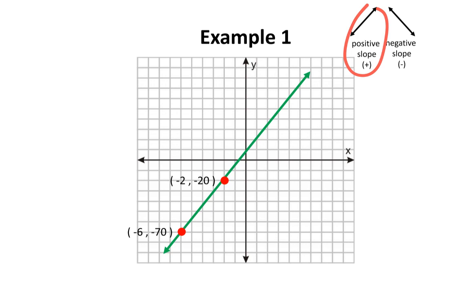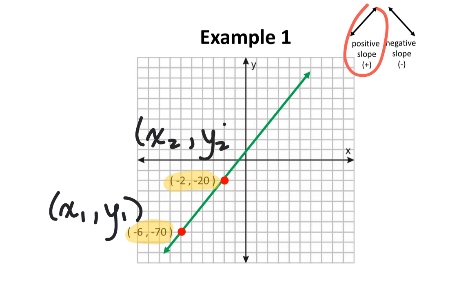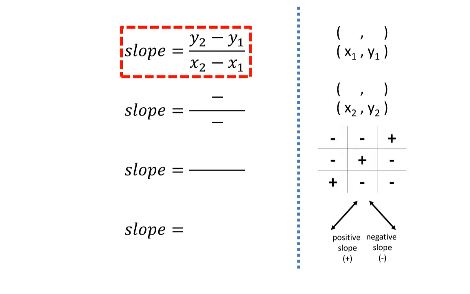Next, I'm going to find the slope of the green line without drawing a right triangle underneath it. And I can do that since I have the coordinates or address of 2 points on this line. I'm going to call this point 1, which means it's going to be called x1, y1. And I'm going to call this other point the second point. Therefore, it's going to be called x2, y2. Our first point was -6 and -70. Meanwhile, our second point was -2 and -20.